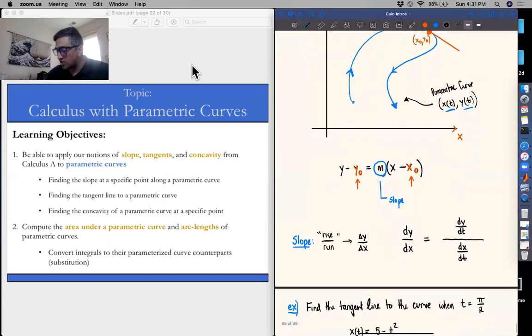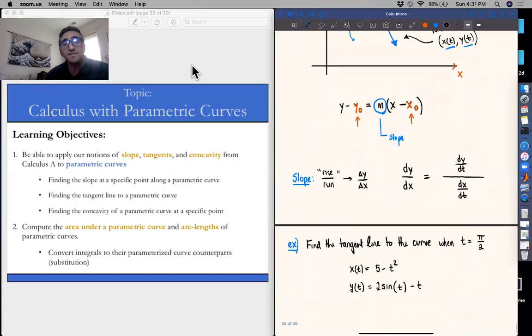Now, I want to draw our attention to something before we go on to this next problem of actually computing a tangent line. This right-hand side, after we do this ratio, is going to be a function of that parameter t. Which means this quantity, even though we have a dy over dx, is still a function of t when we're thinking about parametric curves.